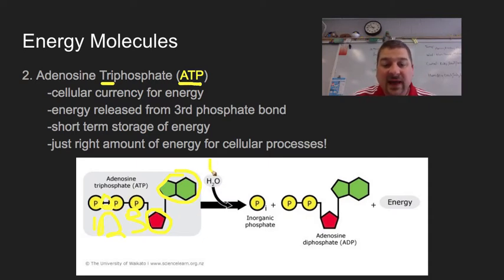So when we add in water with a hydrolysis reaction, remember we put them together by taking out a water. So we're going to split that phosphate off by putting a water back in. You get an inorganic phosphate, and then ADP, because it's diphosphate. And what our cells need over here is our energy. And that is just enough energy for a lot of our cellular processes. So it's the energy currency.